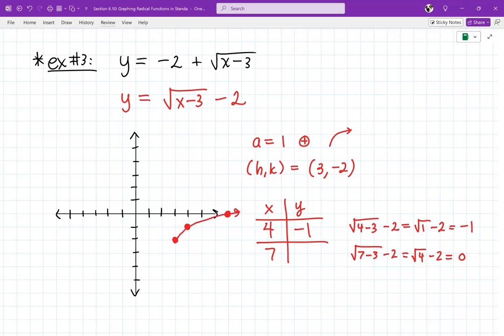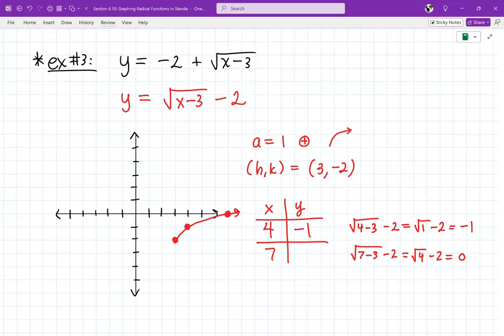So there's my graph. Now, if you're wondering, well, that was kind of hard, to think of a number that when I subtract 3, I get a 1, and then to think of a number so that when I subtract 3, I get a 4. If you don't want to do that, that's okay. Just use any number, and you're just going to have to use your calculator, and you'll get decimals.